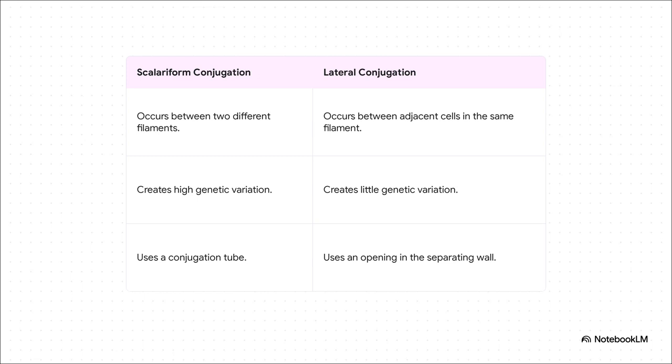It's called lateral conjugation. This is basically its plan B. If it can't find another filament to partner with, it can still do a version of sexual reproduction between 2 adjacent cells on the same filament. It doesn't create nearly as much genetic variation, but hey, when you're in a tough spot, it's better than nothing, right?